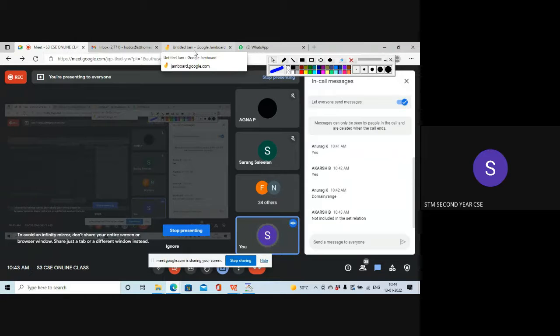Okay, relation contains ordered pairs, isn't it? So those ordered pairs which are in the cross product but not included in the relation R, that forms the complement of a relation. Is it clear? Those ordered pairs which are not in the relation but in A cross B, they form the complement of the relation.